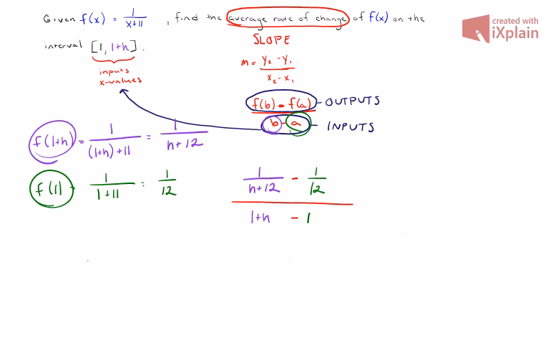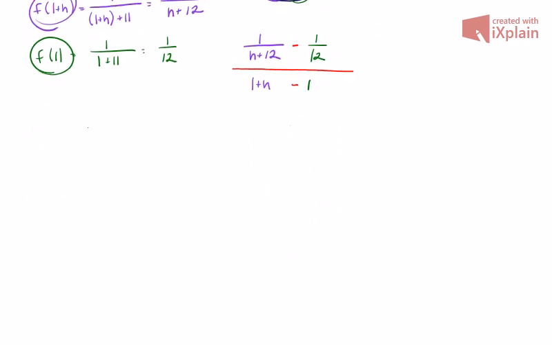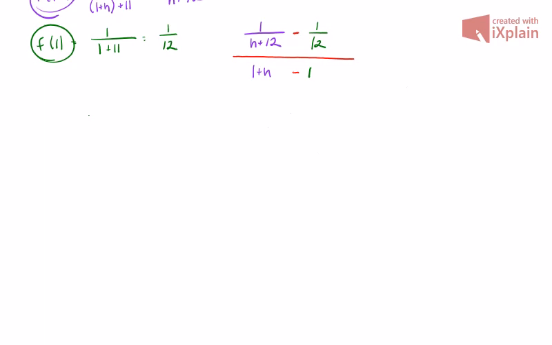Let's move this screen up a bit so that we have some space. Okay, so I'm going to clean this result up. One of the first things that I would note here is that my denominators are not the same. One of them has a denominator of the expression h plus 12. The other one just has a 12 in it.